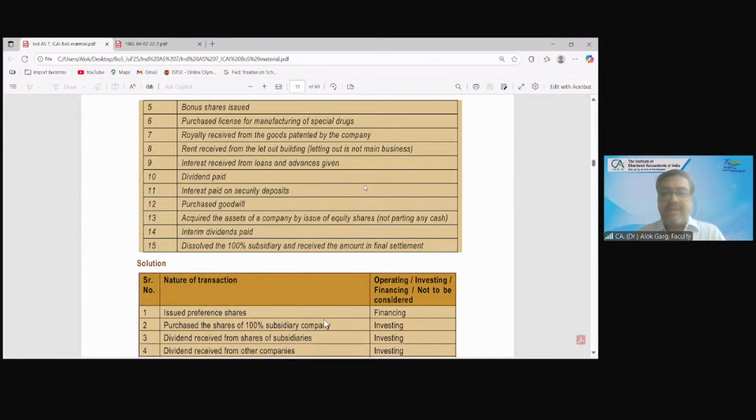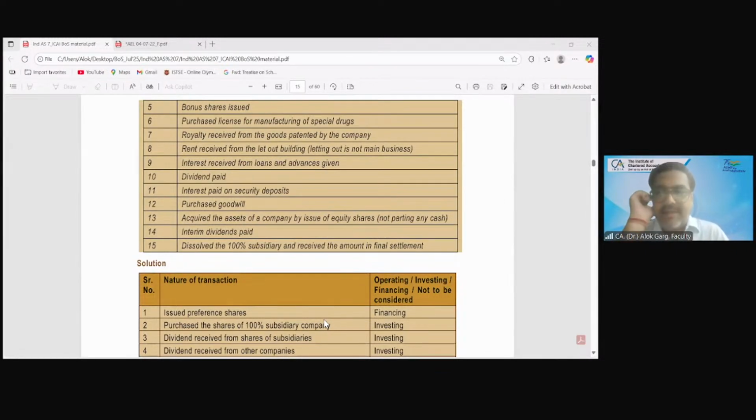Point number 13. Acquired the assets of a company. The company has purchased the assets by issuance of equity shares, not paying any cash. It's a non-cash item, with no impact on cash flow, so it is not to be considered.